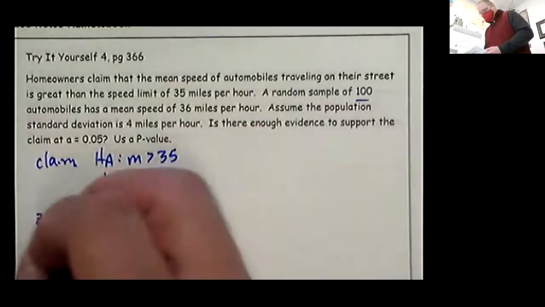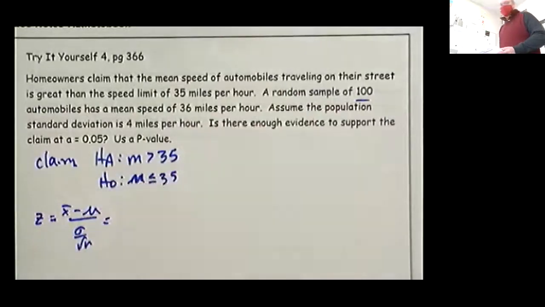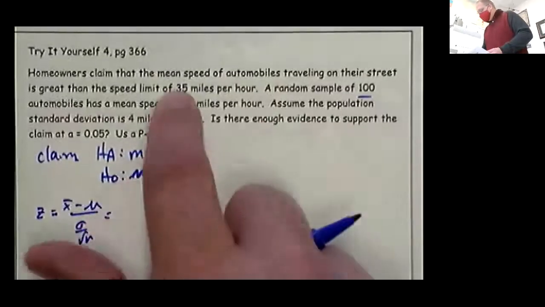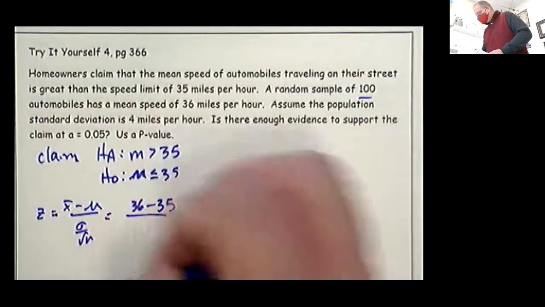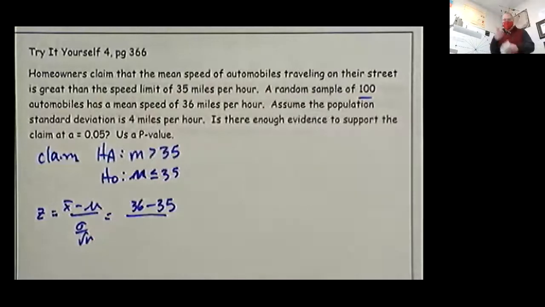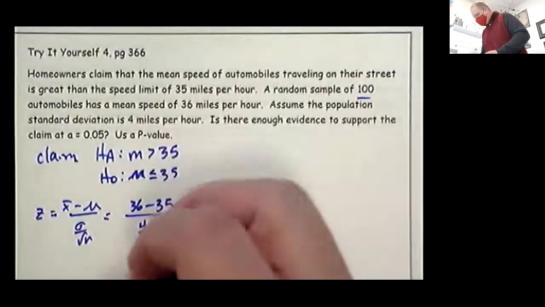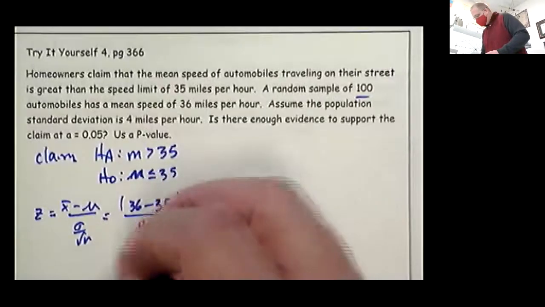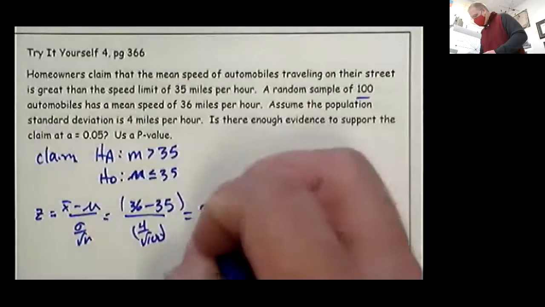Then we're going to find our z-score. Our z-score is x bar minus mu over sigma over square root of n. You should find all of those numbers in the problem. The mean is always the claim, so the claim of 35 is minus 35. 36 is the sample average, because they took a sample of 100 automobiles. Some dad went out there with a radar gun, shooting cars, trying to see how fast they were going. Divided by the standard deviation, which was 4, divided by square root of 100. Again, put that in parentheses so you don't mess up order of operations. And I get a z-score of 2.5.